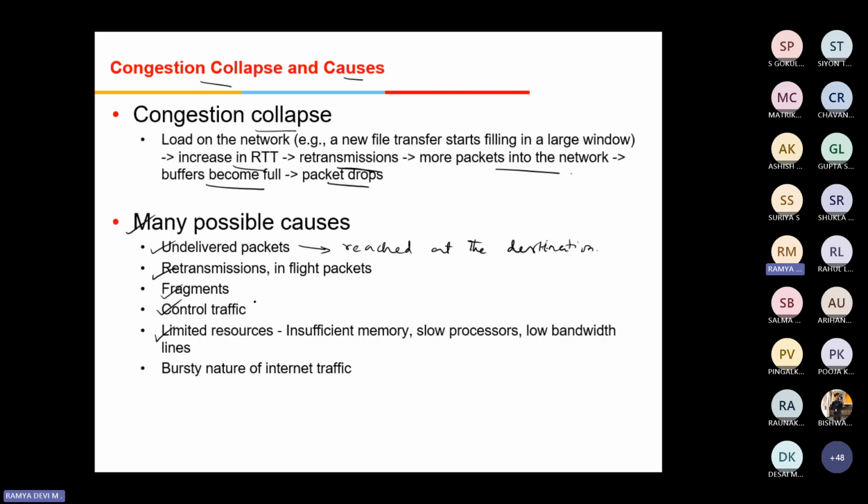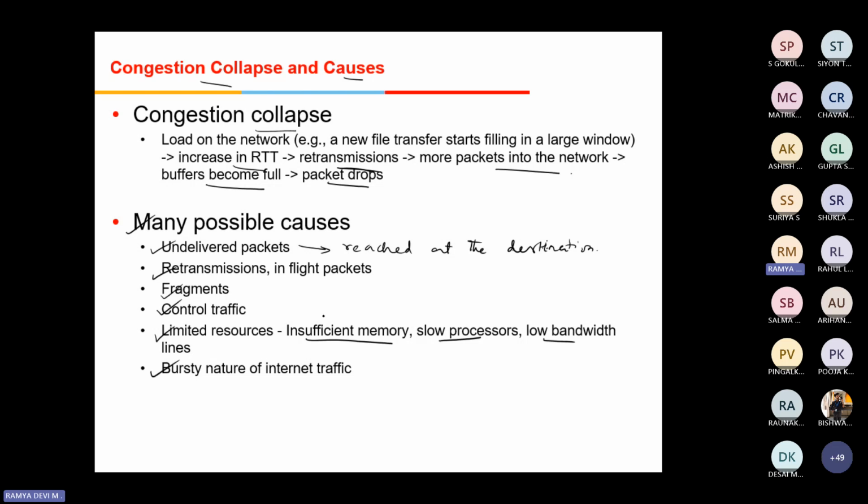And due to limited resources. Limited resources in the sense, the routers are, of course, networking devices, but they are not servers which will hold sufficient buffer space. They have a limited memory capacity. Routers have insufficient memory, and also they have a slow processor, okay, and also lower bandwidth lines, right? So all these things definitely lead to congestion, and also due to bursty traffic.